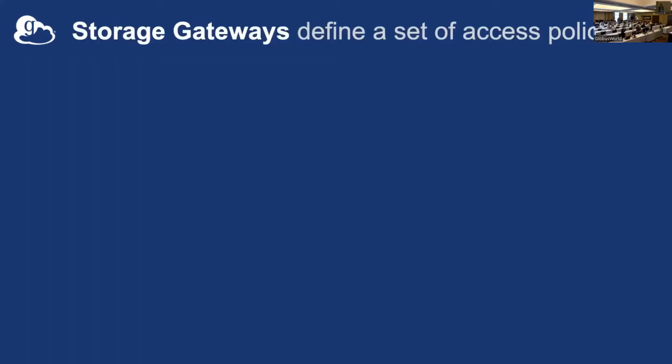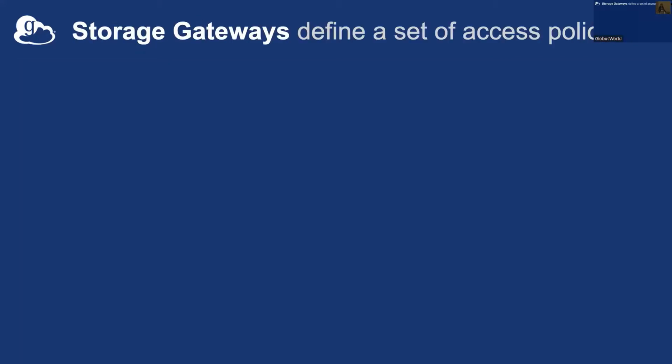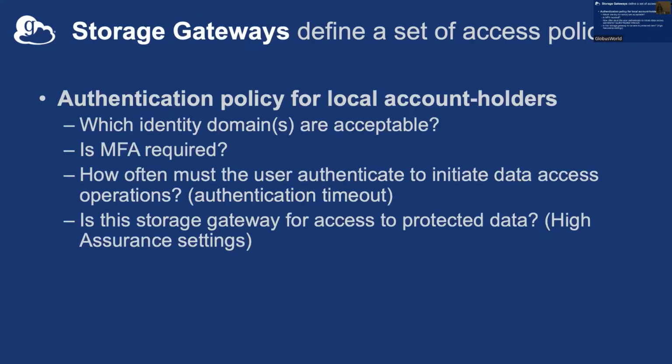Okay, so we're going to move to the next layer on that diagram. So we now have an endpoint set up, right? And we have one or multiple nodes, and imagine there is a POSIX connector in there, right? So you have that default piece set up. So now you need to create a storage gateway. It really defines a set of access policies, right? And we phrase them as questions here. So the first thing is, what are the authentication policies for your local account holders on that storage gateway? Which identities, which domains are acceptable, right?